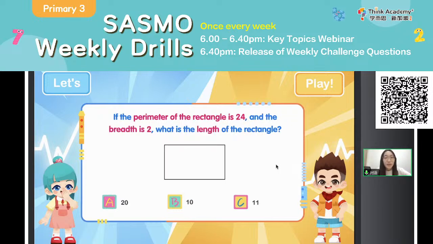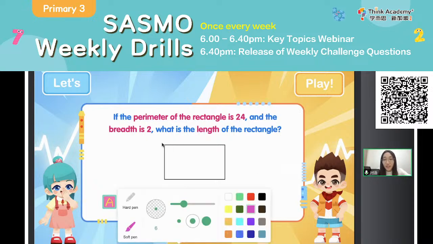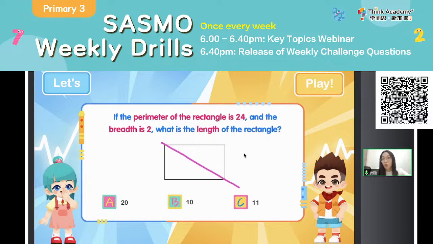Okay, next one. When it comes to a rectangle, the perimeter of the rectangle is 24, and we know the breadth is 2. So what is the length of the rectangle? If you just add 4 sides, you will get 24. And the breadth, the shorter side, is 2 each. Then what about the longer side? What should we do? Okay, so you see that that is 24 divided by 2 first, right? Divided by 2, you can get the 12.